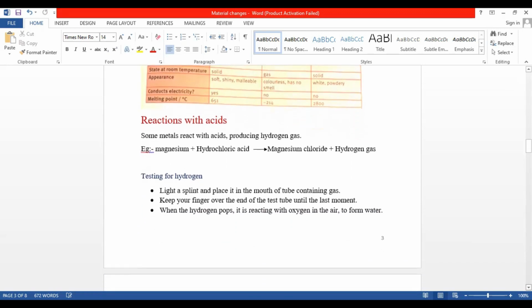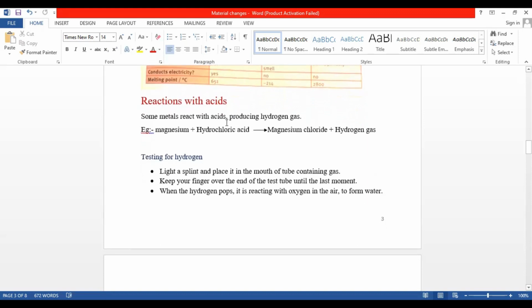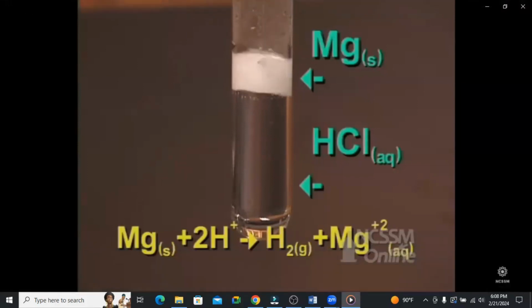Now the reactions with acids. Some metals react with acids, producing hydrogen gas. You can see magnesium is reacting with hydrochloric acid and producing magnesium chloride and hydrogen gas. We'll see the reaction between these two. When hydrochloric acid and magnesium react, hydrogen gas bubbles are released like this. You can see in the video the hydrogen bubbles are releasing.